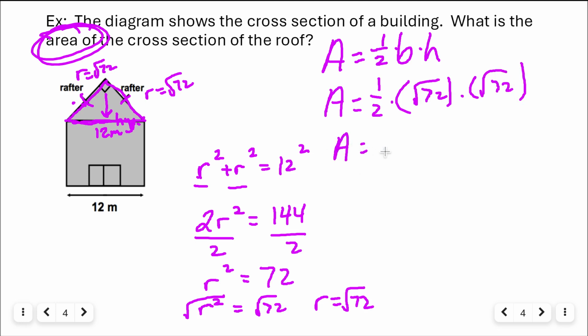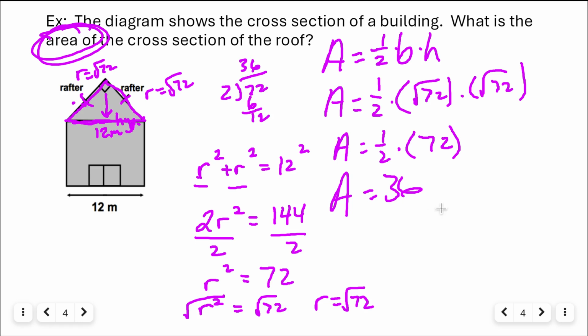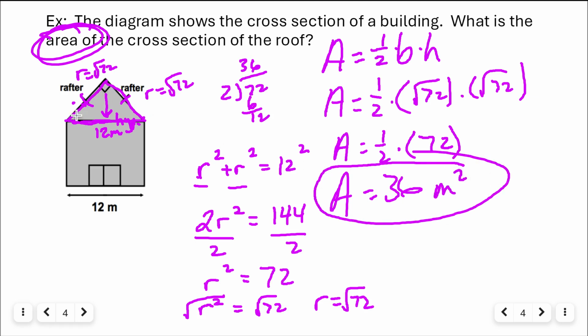So now, square root 72 times square root 72. The square roots knock each other out. That's why I left it there. And gives me 72. Half of 72 is 36 square meters. That's the area of the cross-section of the roof. Okay? So you can see what we're doing. We're using the Pythagorean theorem to answer other stuff.